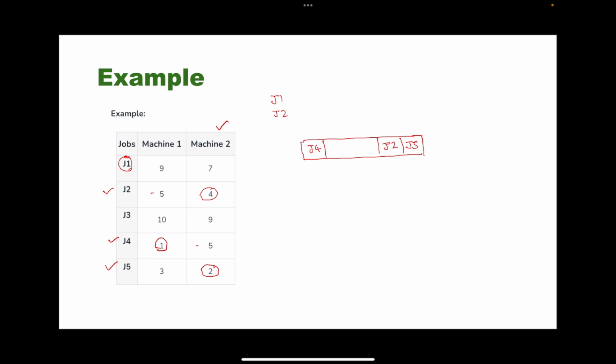The next one is 1, and the processing time is 7. Since it is carried out in machine 2, we will assign it as J1 here. The next one is J3, we need not look at it. So this will be the schedule: first J4 will be carried out, then J3, J1, J2, J5. So this will be the sequence of the jobs.